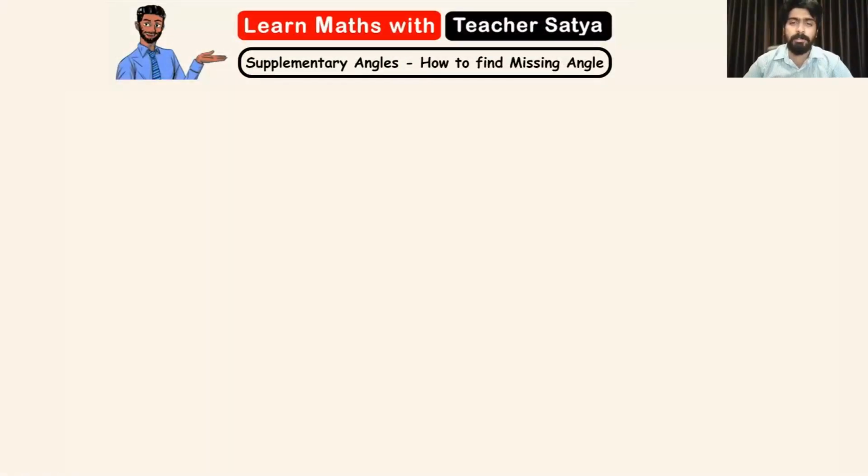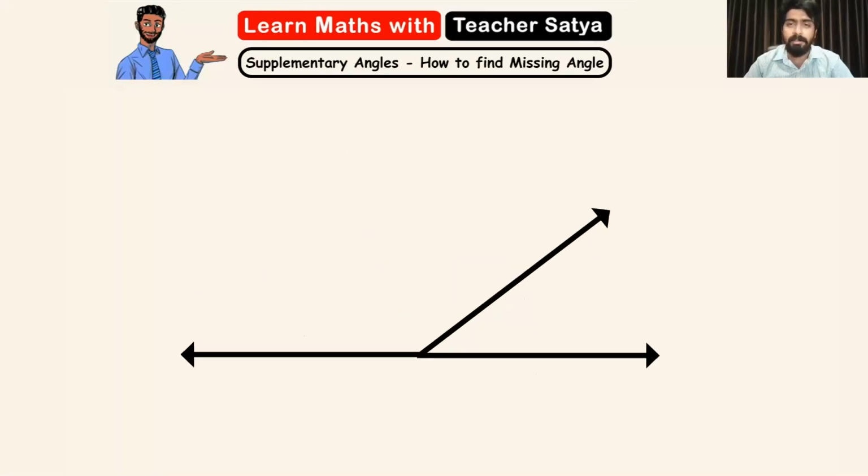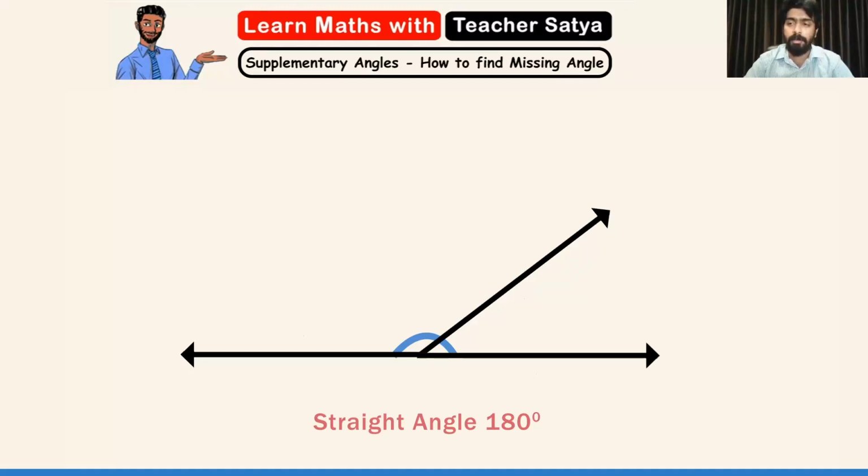Before we start solving some questions, let's understand the definition of a supplementary angle. Supplementary angles mean when two or three angles add up to a straight angle. So again, that means when two or three angles add up to 180 degrees. Now let's solve a few questions.